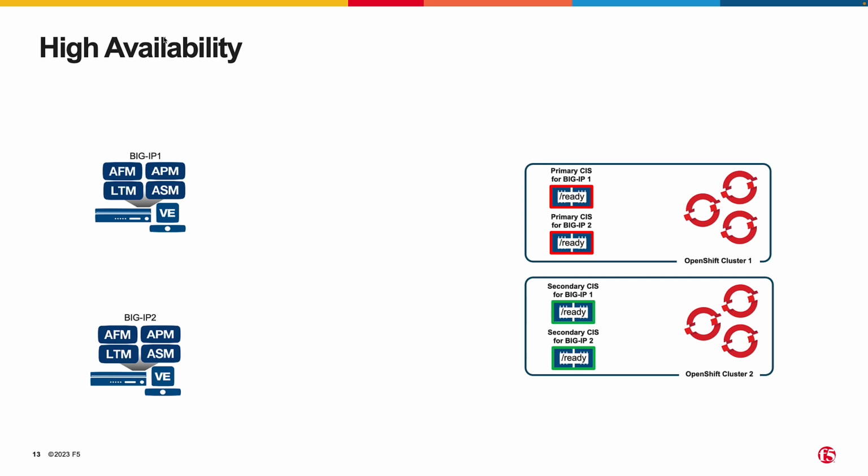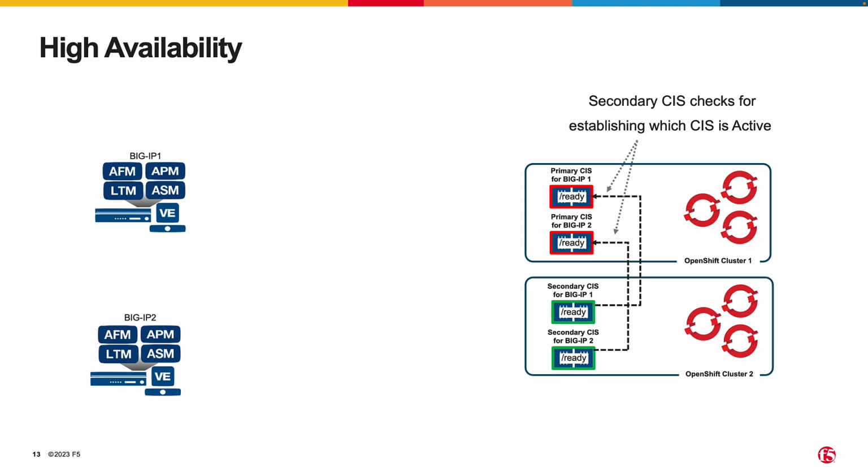In a typical deployment with two BigIPs, we are going to have two CIS operator instances per BigIP. One is going to be the primary, in charge of pushing the configuration to its BigIP, and the secondary, which acts as a backup when the primary fails. The secondary checks the primary's ready endpoint to validate that the primary is available. It can connect to its BigIP and to the local Kubernetes API. These secondary instances will be hosted in a separate OpenShift cluster for redundancy.